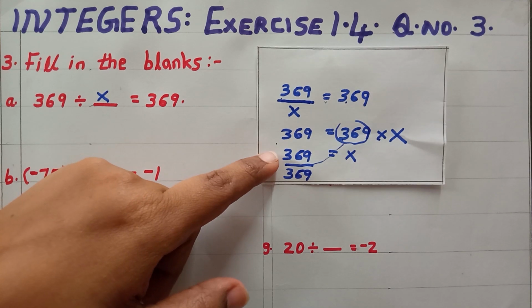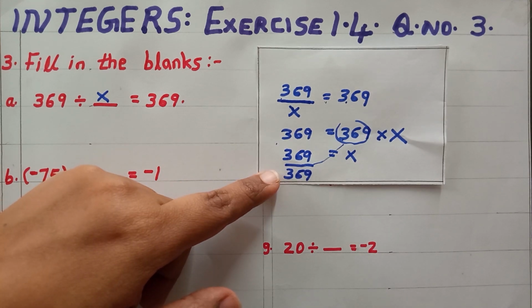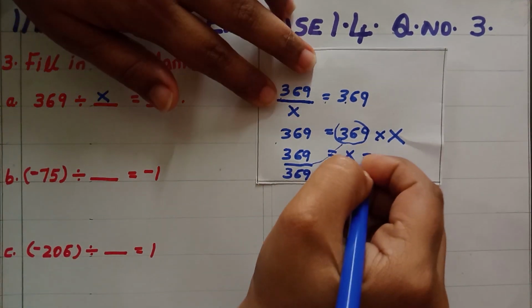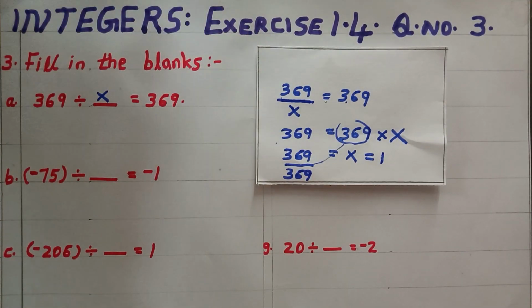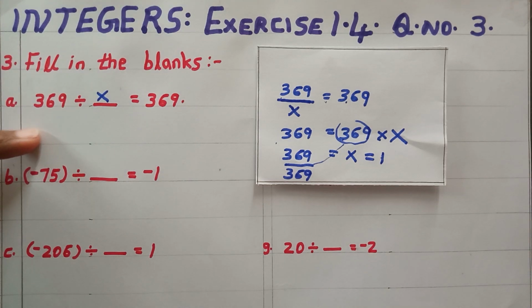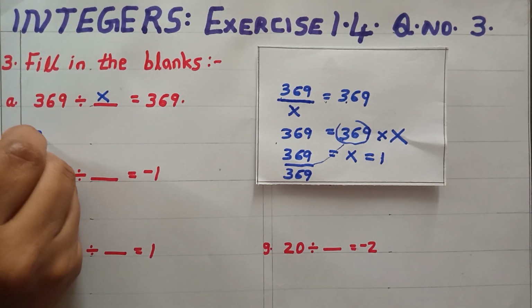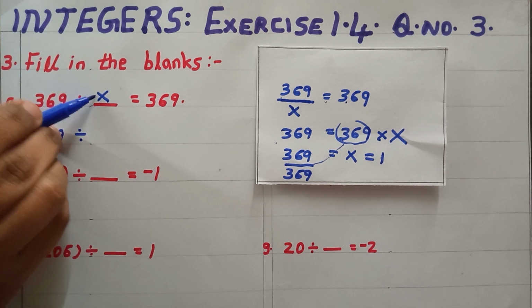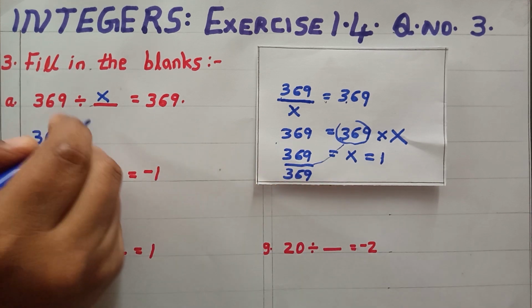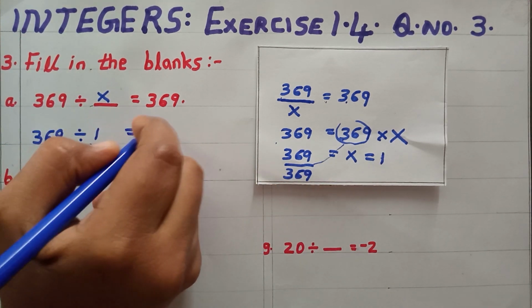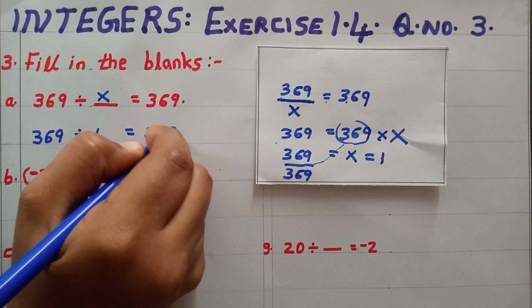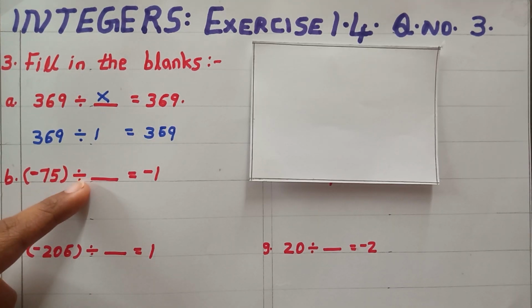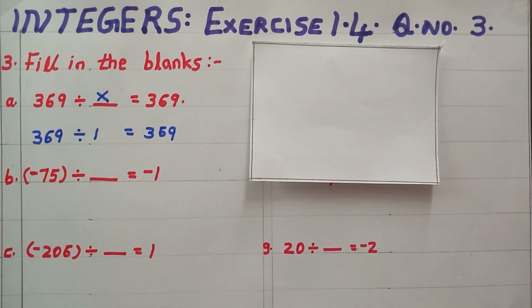What is the value of 369 divided by 369? Any number divided by the same number, the value will be 1. So x equal to 1. Here we can write down 369 divided by, instead of x, what is the value of x? 1 equal to 369. Next one is minus 75 divided by dash equal to minus 1.